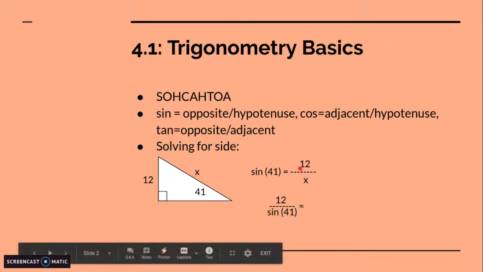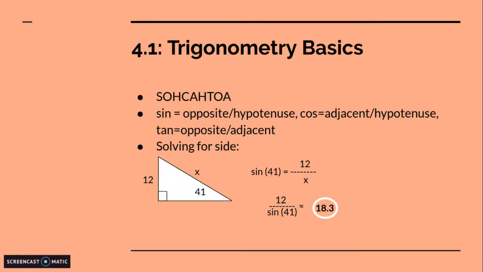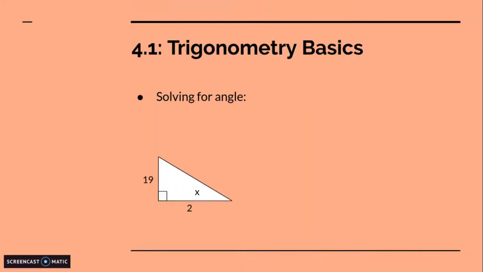And then, when x is on the bottom, you have to divide the numerator by the sine of the angle. And then that's approximately 18.3. And we usually round to the tenths when you're doing trigonometry.